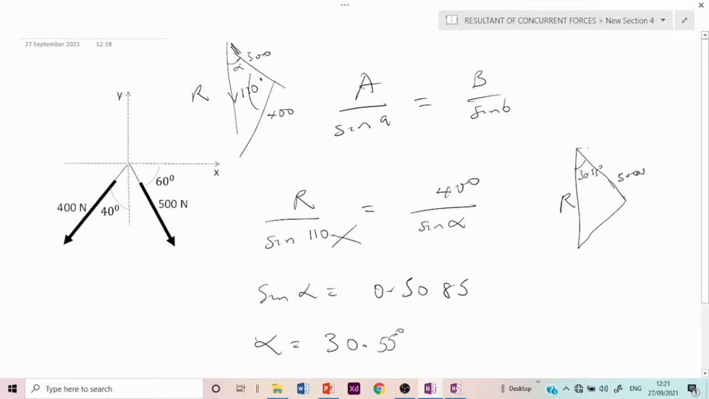We are aware that the 500 Newton force is making an angle of 60 degrees with the horizontal axis. So one can say that R, the resultant, is making an angle of 60 plus 30.55 with the horizontal axis. So our resultant invariably is at an angle of 90.55 degrees with the horizontal axis.